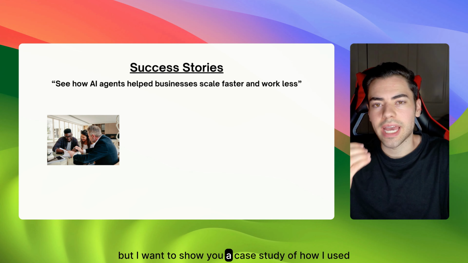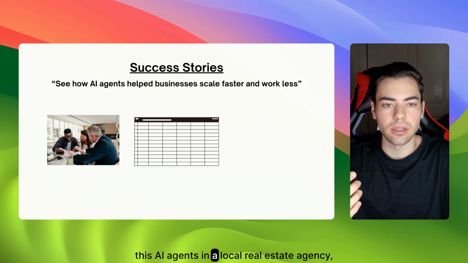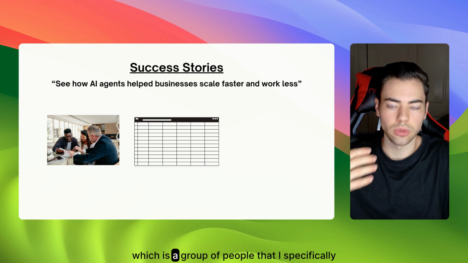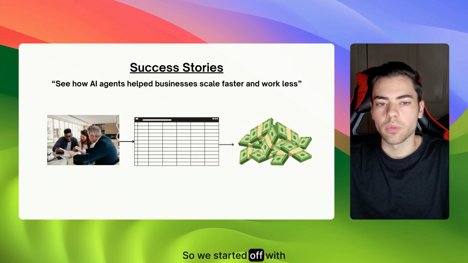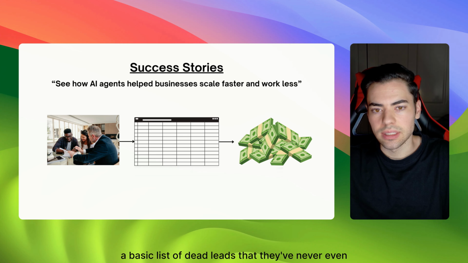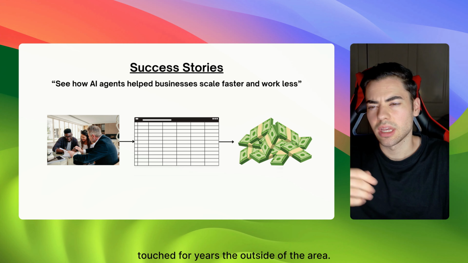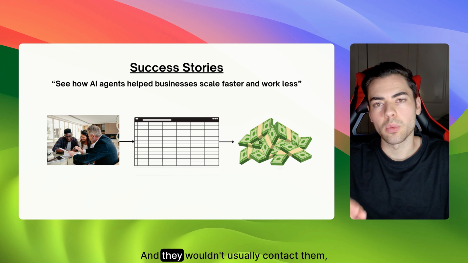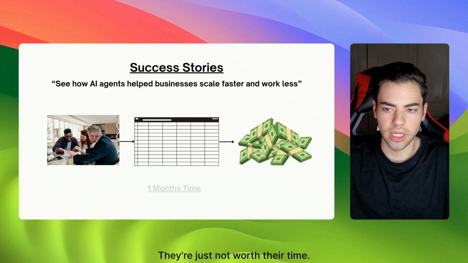But I want to show you a case study of how I used these AI agents in a local real estate agency, which is a group of people that I specifically help. So we started off with a basic list of dead leads that they've never even touched for years. They're outside of their area and they wouldn't usually contact them, but they can if they want. They're just not worth their time.